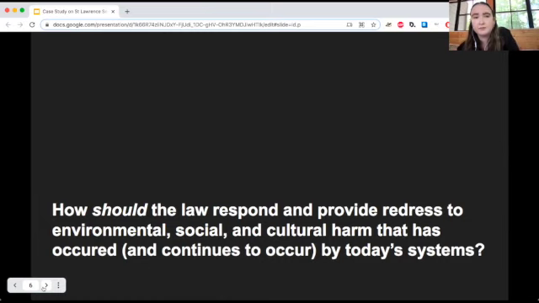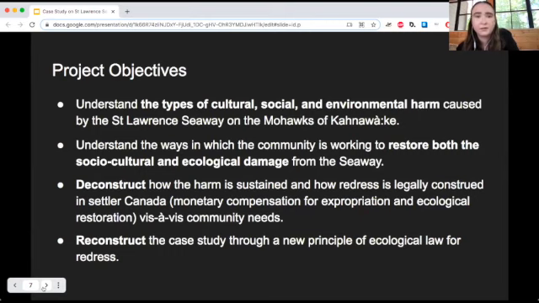Since we don't have any results yet, we thought we would go through our specific research objectives and talk about the project and what we know so far. First, as Gab mentioned, we're seeking to understand the types of cultural, social, and environmental harms caused by the seaway on the Mohawks of Ganawage, the intricacies of this harm, and how interconnected it all is. This work will be informed by interviews in the community, and it'll give us a sense of what types of redress are required, what redress has been given, and what redress is on the horizon.